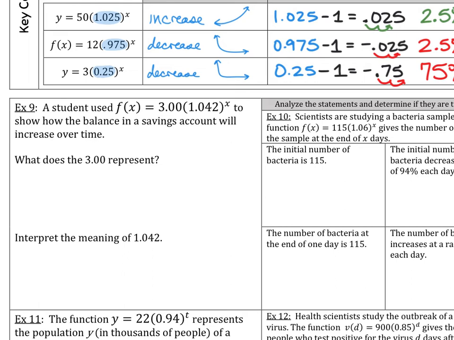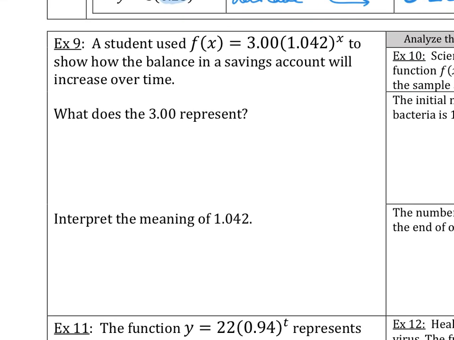Okay, if we look at number 9, and number 9 only, it says a student used f of x equal to 3.00 times 1.042 to the x to show the balance in a savings account will increase over time. What does the 3.00 represent? The y-intercept. Very cool. I like that we know that. But in real life, if this is her y-intercept, this means that that's the initial amount that this person put in the savings account.